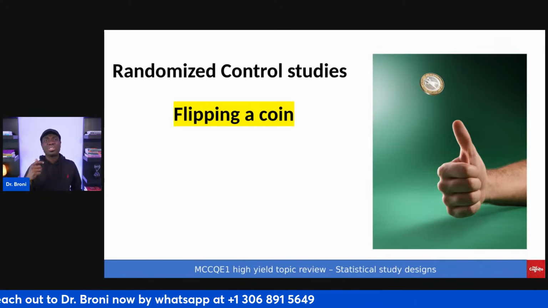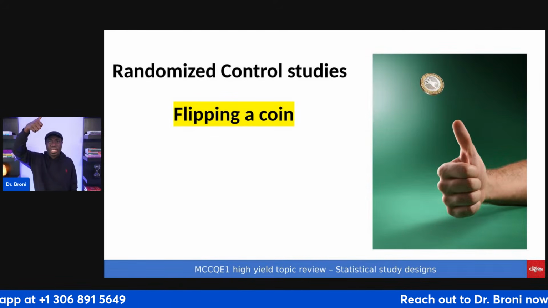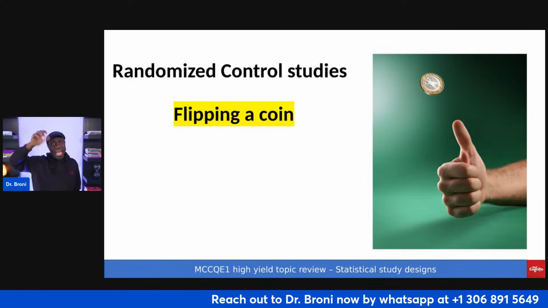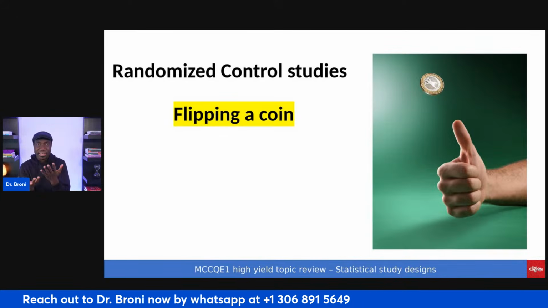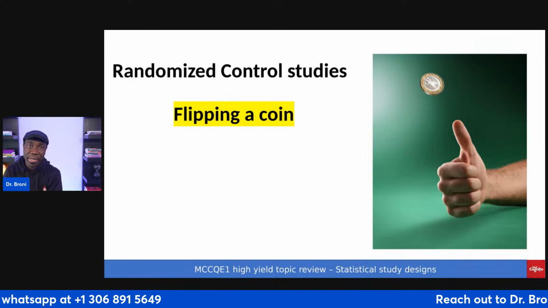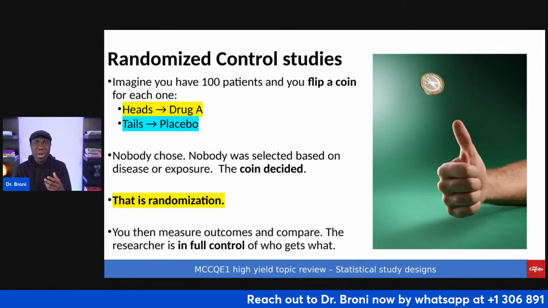So in a randomized control study, see yourself as a referee at the beginning of a match where you have to toss a coin. In a randomized control trial, you are basically flipping a coin. And you know that in flipping a coin, it can be one of 2 sides, right? So you are literally flipping a coin. Now, what does that lead to?